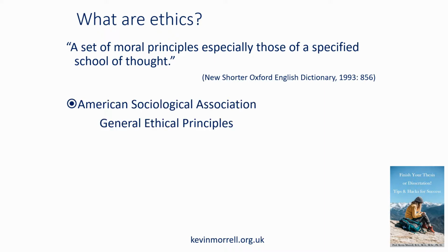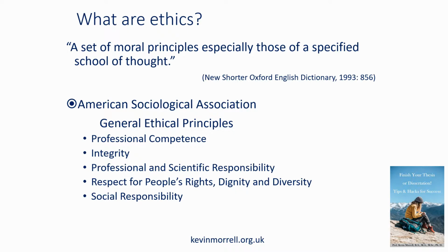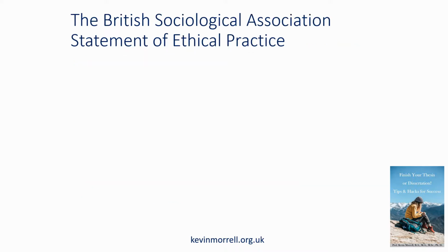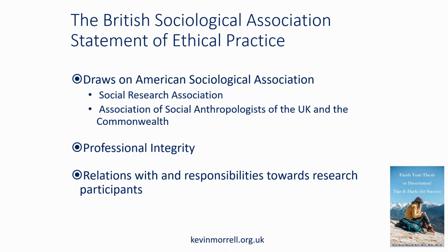The American Sociological Association has those kinds of ethical principles: competence, integrity, responsibility, respect for rights. So respect for rights and dignity and so on, those are Kantian duty type ideals. Social responsibility is almost more like a kind of utilitarian idea. The British Sociological Association has similar statements, and again, professional integrity and relations and responsibilities towards research participants are the key elements there.